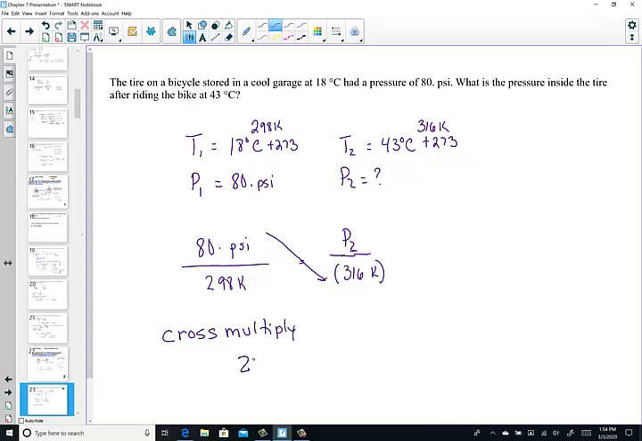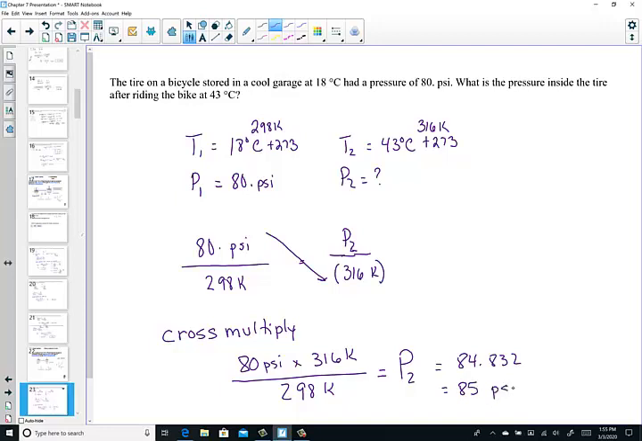So 80 pounds per square inch times 316 Kelvin units divided by the 298 Kelvin units, that's our T1, isolates P2. I'll hit 80 times 316, divide by 298, and we have 84.832. Now how many sig figs? It looks like we're allowed 2. So I'm going to round to 85 pounds per square inch.